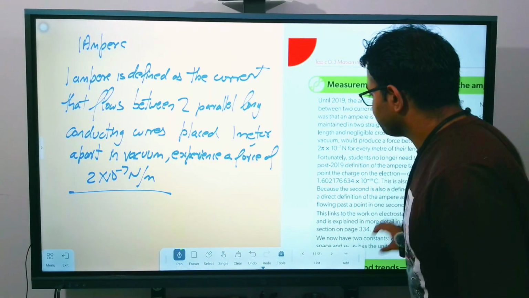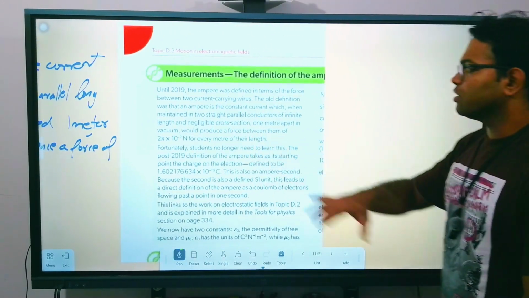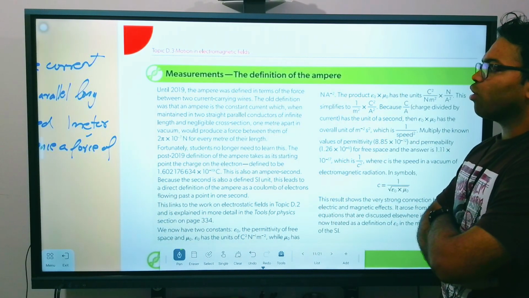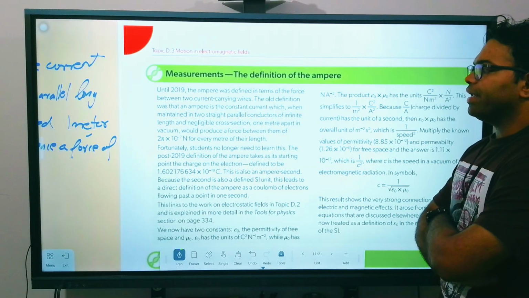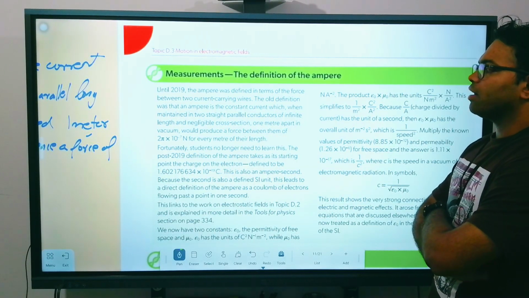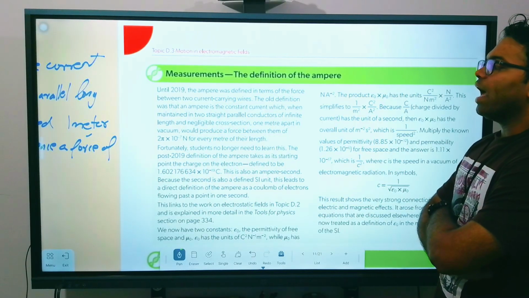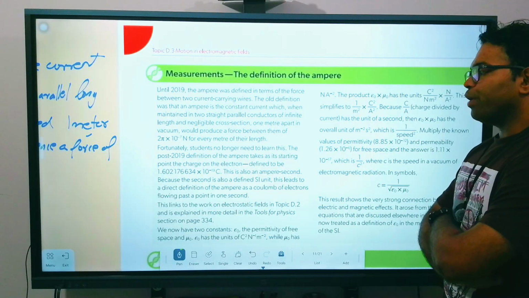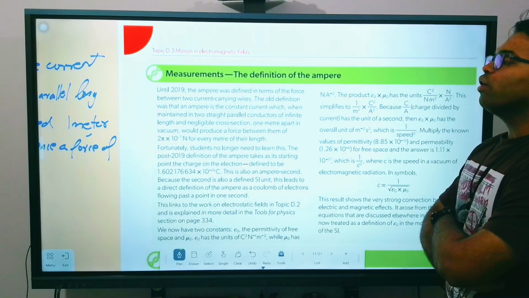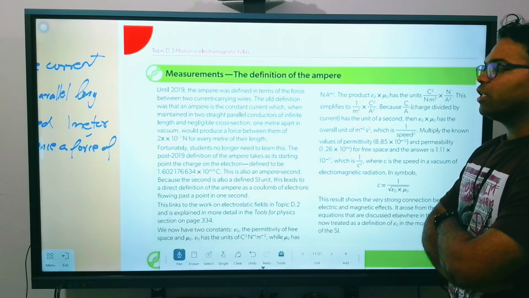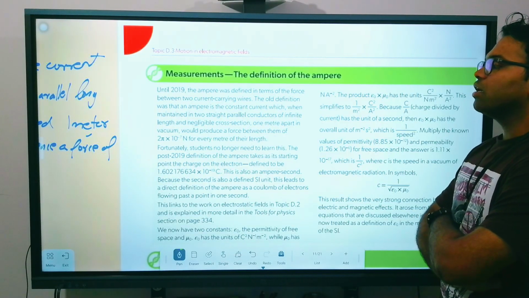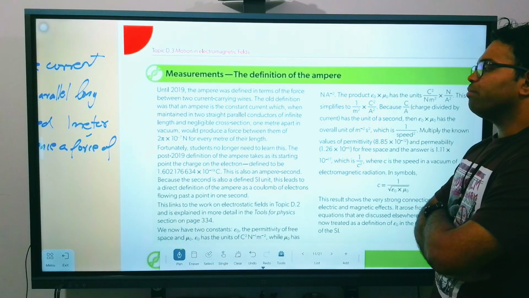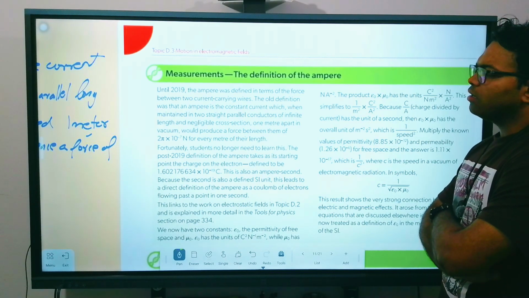Okay, let's move on. This was the definition. Now, the old-fashioned definition was that the ampere is a constant current which maintained in two straight parallel conductors of infinite length and negligible cross-sectional area 1 meter apart in vacuum would produce a force between them of 2 pi into 10 to the power minus 7 newtons for every meter of their length. 2 pi, yeah.